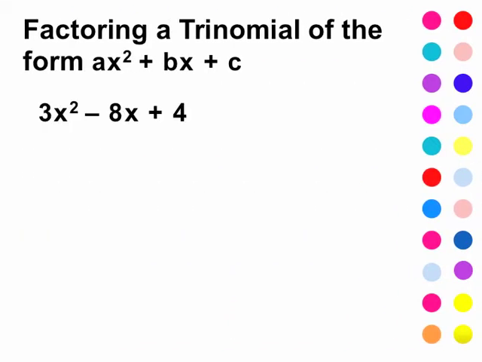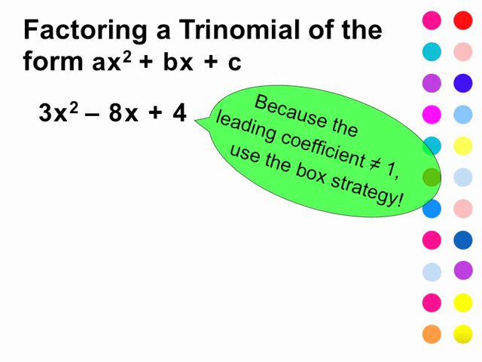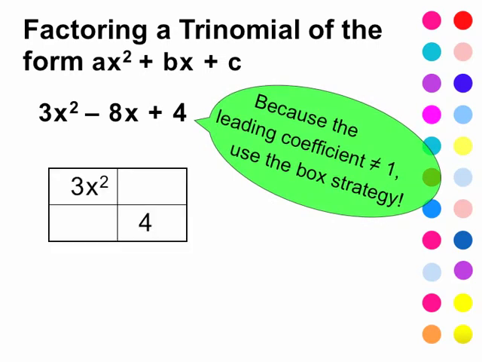In this case, the leading coefficient is something other than 1. And so in this type of example, I like to use the box strategy. You make a 2 by 2 box. The x squared term goes in the top left, the constant term goes in the lower right. You multiply the 3 times 4 in this case together to get 12.